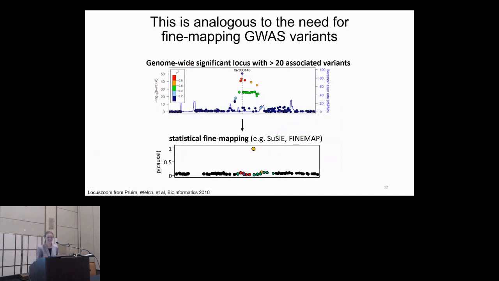All right, so like I just said, this is very analogous to the need for fine mapping of GWAS variants. For example, you might see after running a GWAS in a locus, there might be a great number of genome-wide significant variants, but we actually don't know which is the causal variant. And of course, probabilistic statistical fine mapping methods have been created, such as FINEMAP and more recently SuSiE, and even functional versions of these methods have been produced, which ultimately seek to provide us some posterior probability or even credible set of variants that might truly be involved rather than just statistically associated.